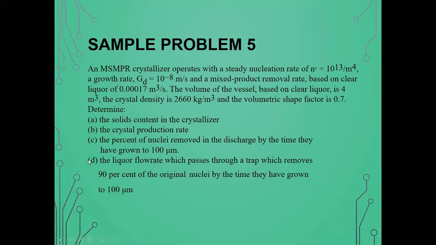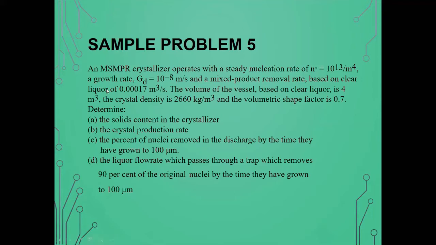So we have this last sample problem for an MSMPR crystallizer, which is operating with a steady nucleation rate of N naught equal to 10 raised to 13 per cubic meter per meter, a growth rate G sub D equal to 10 raised to negative 8 meters per second, and a mixed product removal rate based on clear liquor of 0.00017 cubic meter per second. The volume of the vessel based on clear liquor is 4 cubic meters, and the crystal density is 2,660 kilograms per cubic meter, with the volumetric shape factor being equal to 0.7.